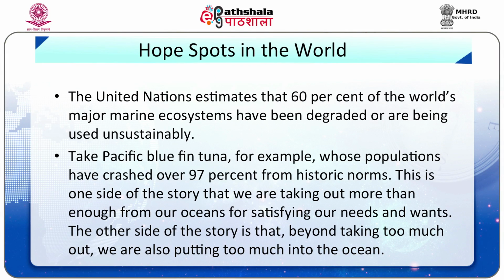The United Nations estimates that 60% of the world's major marine ecosystems have been degraded or are being used unsustainably. Take Pacific bluefin tuna, for example, whose population has crashed over 97% from historic norms. This is one side of the story: that we are taking more than enough out of our oceans to satisfy our needs and wants. The other side of the story is that beyond taking too much out, we are also putting too much into the ocean.